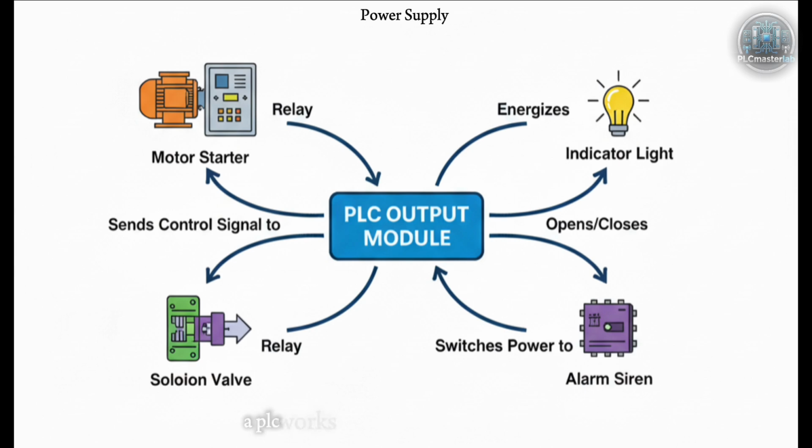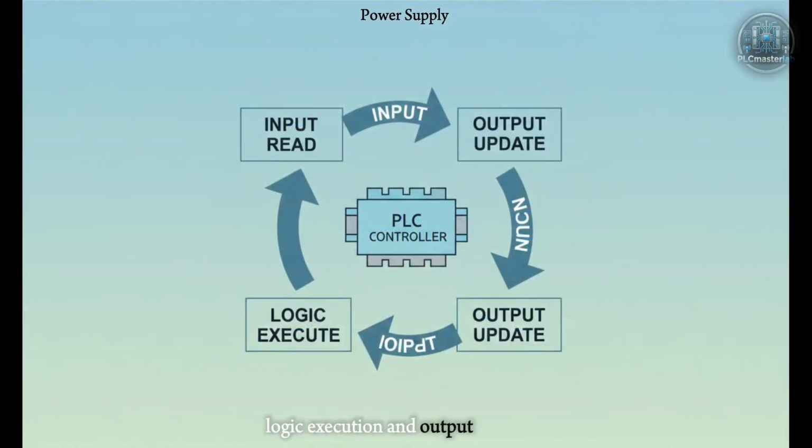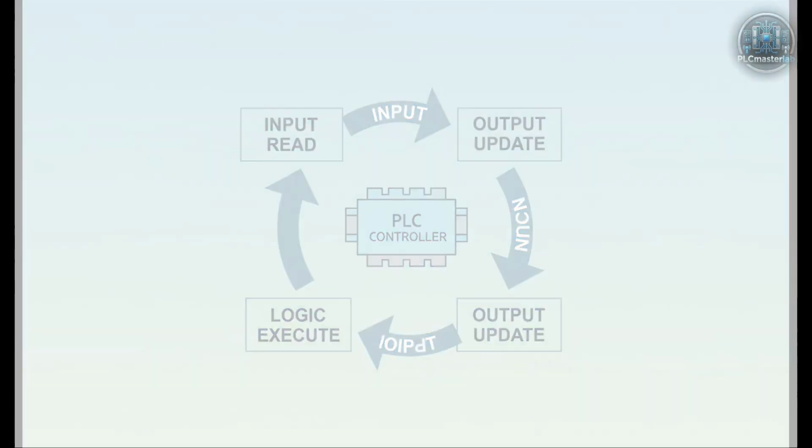A PLC works in a simple cycle: input reading, logic execution, and output updating. When you press a button, the signal goes to the input module. The CPU checks the logic, and then the output is turned on. This simple cycle is what controls entire industrial systems.